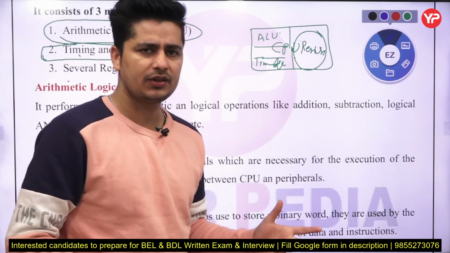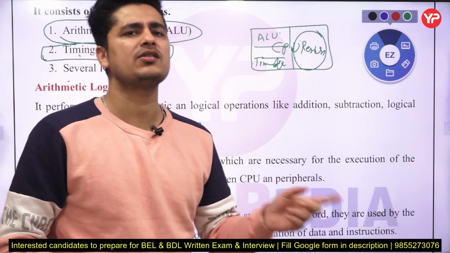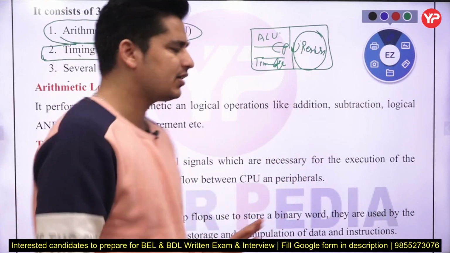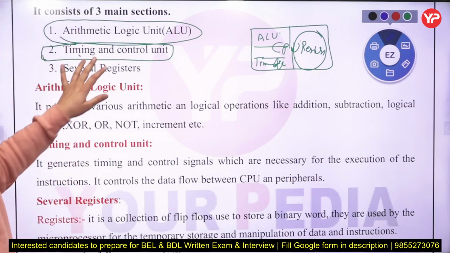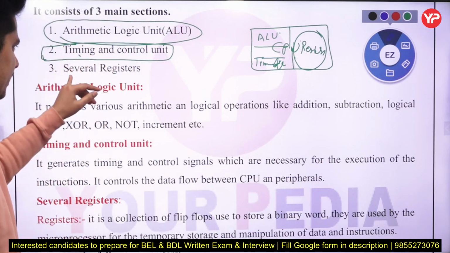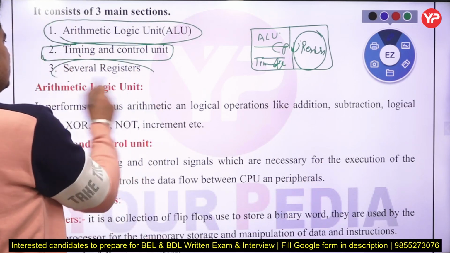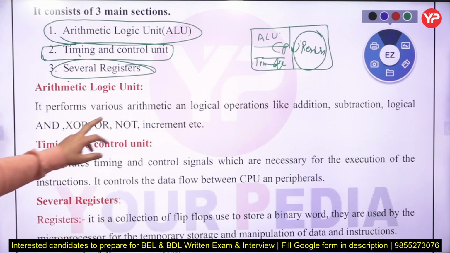There are two types of input output devices. Some are input devices, some are output. That will depend on the device. So basically the flow of data will be controlled by the timing and control unit, right? Next thing is the registers. Let us discuss the registers.